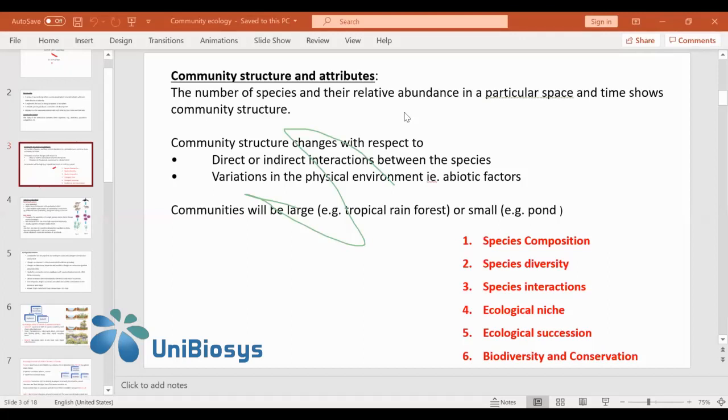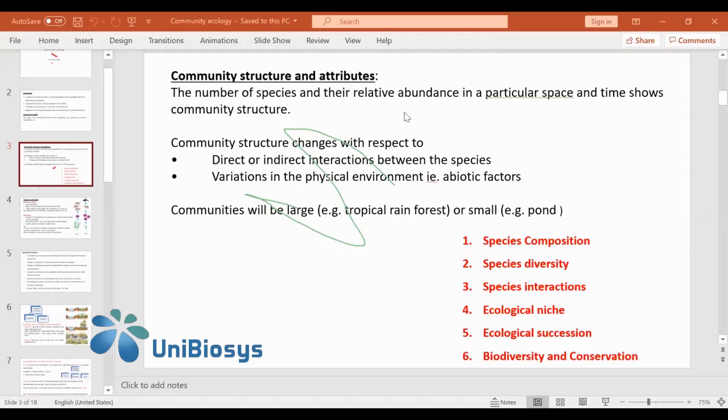This is happening in a dynamic manner, in a continuous manner. And again, as I told you, the community is interacting with the external environment, the conditions surrounding it. With changes in the surrounding physical environment, the abiotic factors, the community structure is always changing. So we can say that the community is very dynamic. Communities can be very large, as in the case of a tropical forest, a very huge, big community, isn't it? If you consider a pond as a community, it's a very small community.